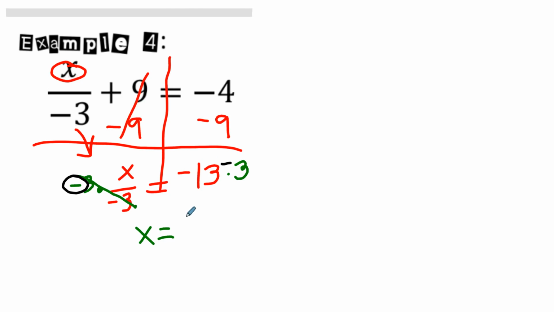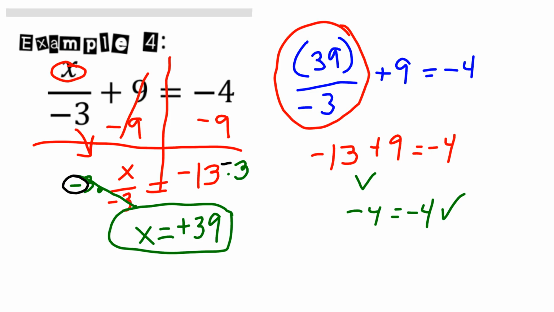Negative times a negative gives me that positive. 13 times 3 is 39. So our final answer. Don't forget, you can check your work by plugging in 39 for x, evaluating it, and you get -4 equals -4, which is how we know we have the correct answer.